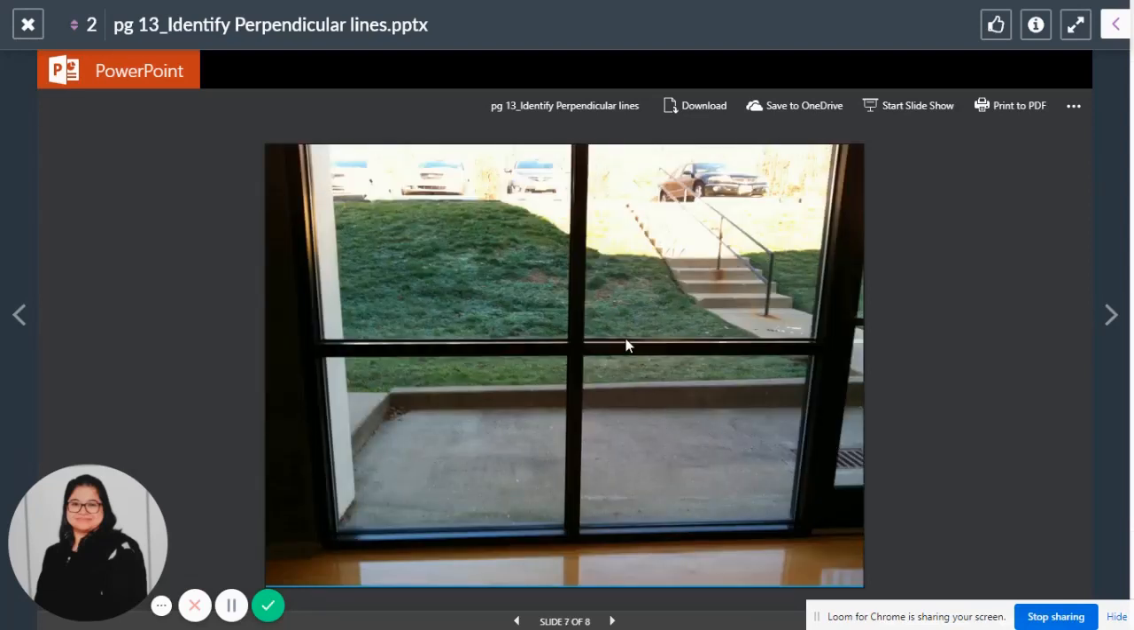Now here, do you see anything perpendicular? Do you see these two lines? Are they perpendicular? Let's check. We have a tester. So this perfectly fits in this angle. So this angle made by these two lines is exactly a right angle, and that is why this line and this line are perpendicular lines.